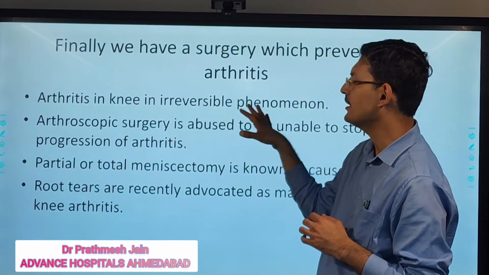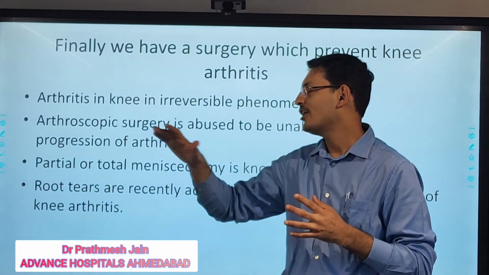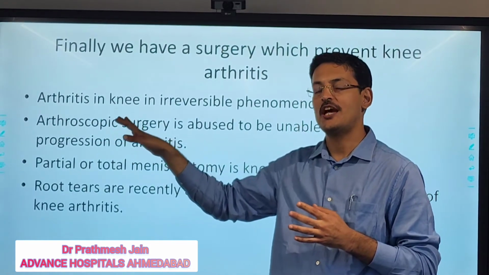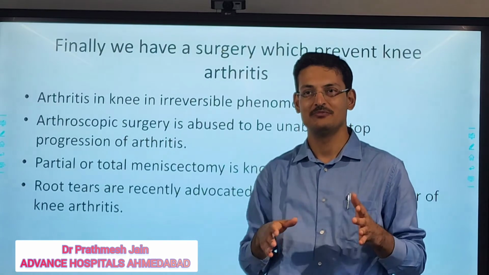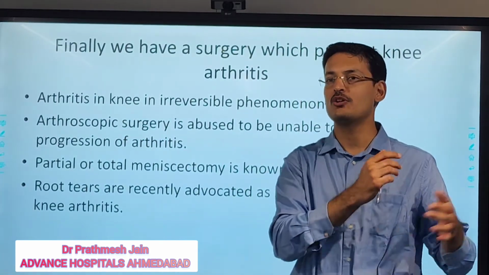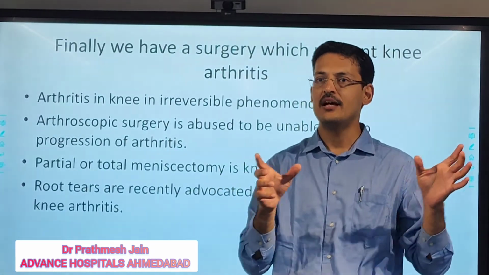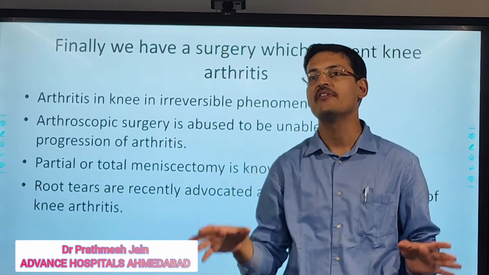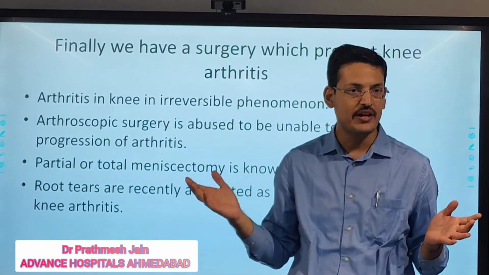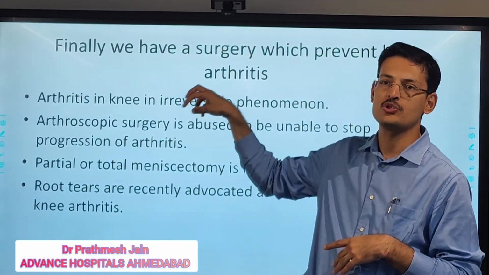Arthritis in a knee, we know, is an irreversible phenomenon. You must have heard about an article in JAMA very long back, which labeled arthroscopy a sham surgery. That article compared two groups: in one, arthroscopic debridement was done, and in the other nothing was done, and there was no difference. So they labeled arthroscopy a sham surgery, saying that arthroscopy does not have any effect on the progression of osteoarthritis and should not be performed for early osteoarthritis cases.